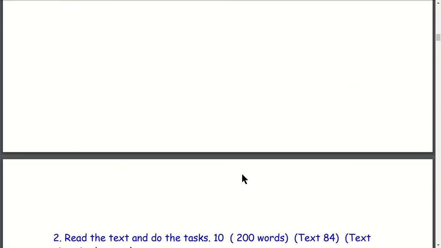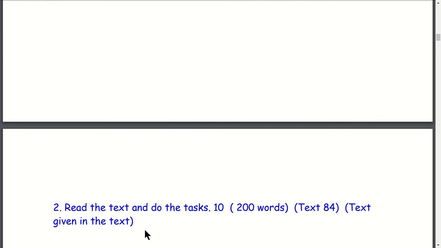Another exercise here. Question number 2. This is the syntax here. Read the text and do the activity, or do the task; sometimes it is written that way. This question carries 10 marks. Generally, the text is nearly 200 words.